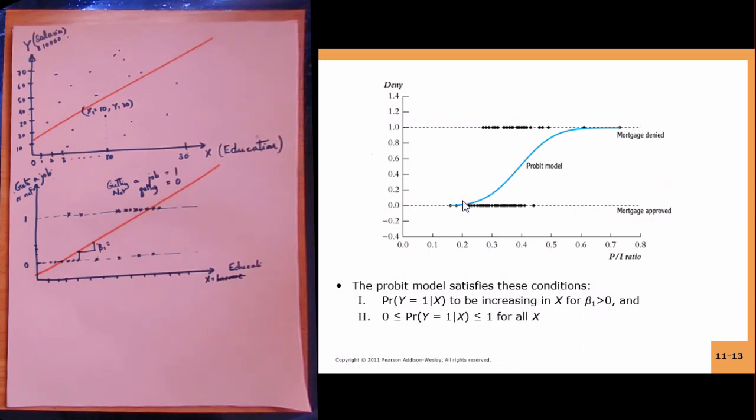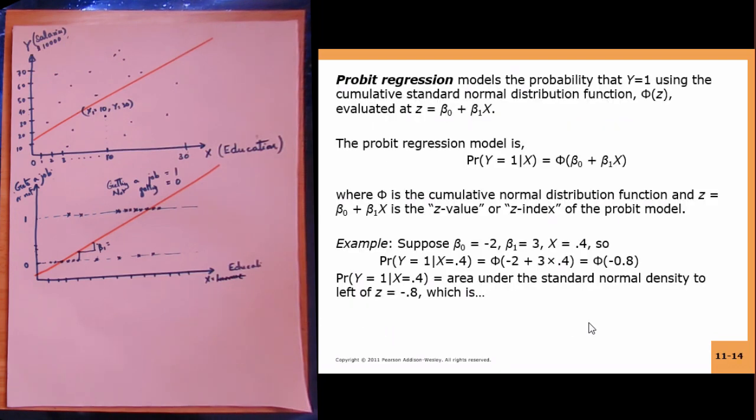One of the forms is called the probit model. So the probit model satisfies these conditions. One, probability of y equals 1 given x is increasing in x for beta 1 greater than 0. Okay, so for a positive slope, it is increasing. Initially, the slope increases, and over here, the slope decreases. And also, it is bounded by 0 and 1. Now, what is the probit model? The probit model models the probability that y equals 1 using the cumulative standard normal distribution function phi z.